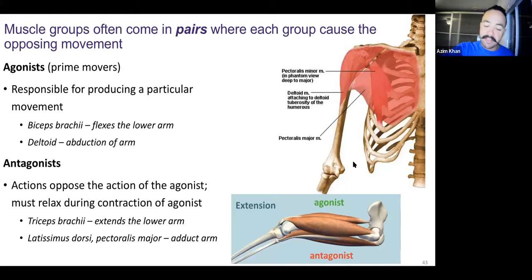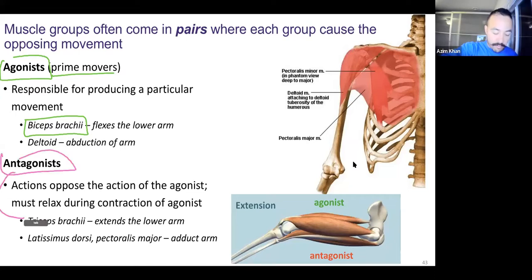Let's say we're talking about the biceps brachii. That causes flexion. Since we're talking about flexion, that means it's an agonist because that's the main movement. It's the prime mover. The biceps brachii causes flexion, so that's our agonist. The antagonist, the one that causes extension of the same joint, that's the triceps brachii.